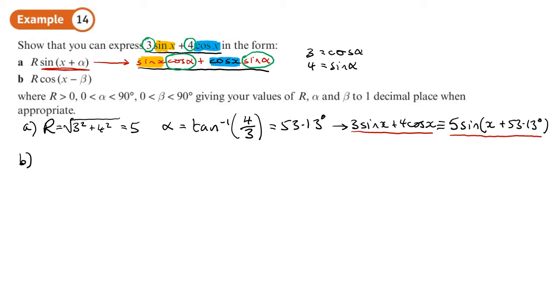R is the same as before, but can you see this time it says cos and then x minus beta. Right, okay, let's see what's going on there. So that's 5 as before. I'm going to do the same as what I did before. I'm going to write the expansion for this. That would be cos x cos beta. There's a minus sign there, so there should be a plus here. Sin x sin beta. Right, let's have a look. Let's try and match things up.